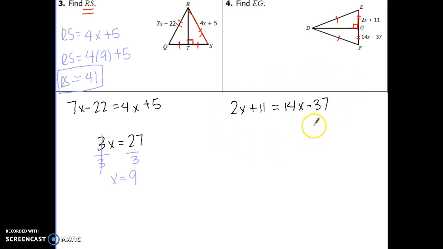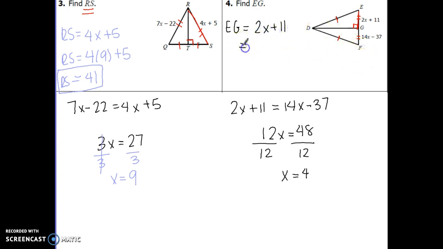We should have combined our like terms by moving our smallest variable. And we should have gotten 12x is equal to 48. We divide those sides by 12, and we should have gotten x is equal to 4. However, we were looking for EG. So EG is equal to 2x plus 11. Again, let's substitute our x. So that should have said 2 times 4 plus 11. So our final answer would have been EG is equal to 19.